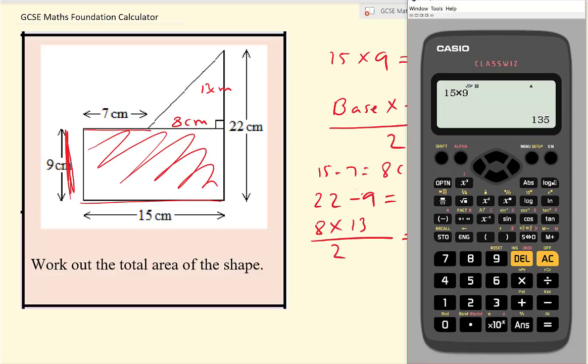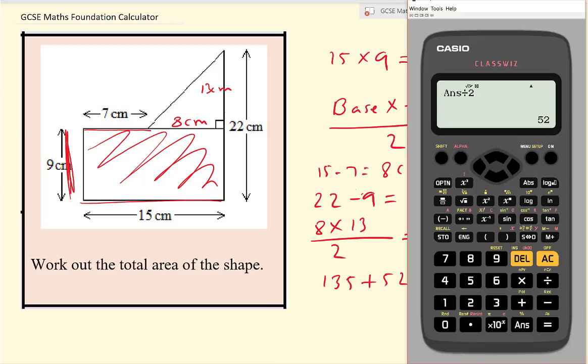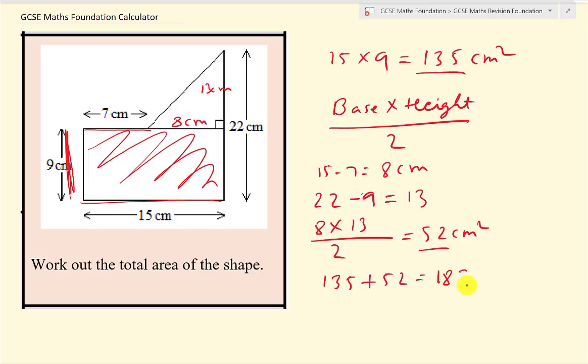Use the calculator. So 8 times 13 gives us 104, and divided by 2, 52. So the area of the triangle is 52 centimeters squared. Now find the total area. So we're going to add 135 and 52 together. 135 plus 52 gives us 187 centimeters squared, and that's our answer, the total area of the shape.